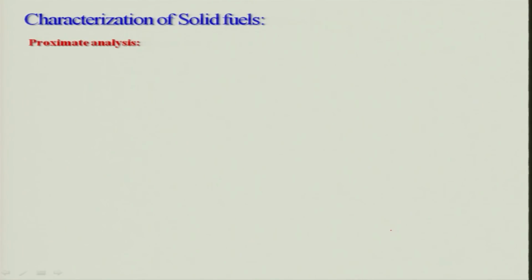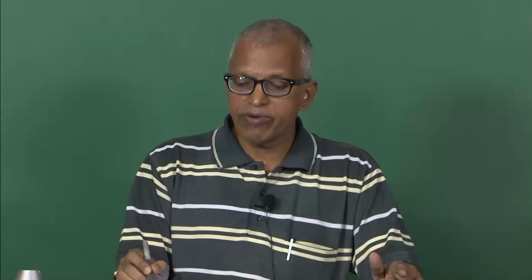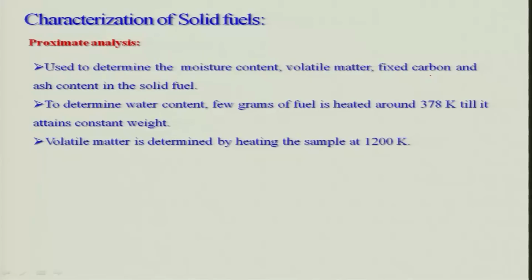So characterization of solid fuels, if you look at, there are two ways of looking at it. One is proximate analysis, which is used to determine moisture content, volatile matter, fixed carbon and ash content in the solid fuel, because moisture content is very important. You have to find out the volatile content. Why do you look at volatile content? Because that will help to ignite, since it is gaseous and fast, and fixed carbon gives sustainable combustion, and ash content, of course, should be minimized, because it hampers the combustion.